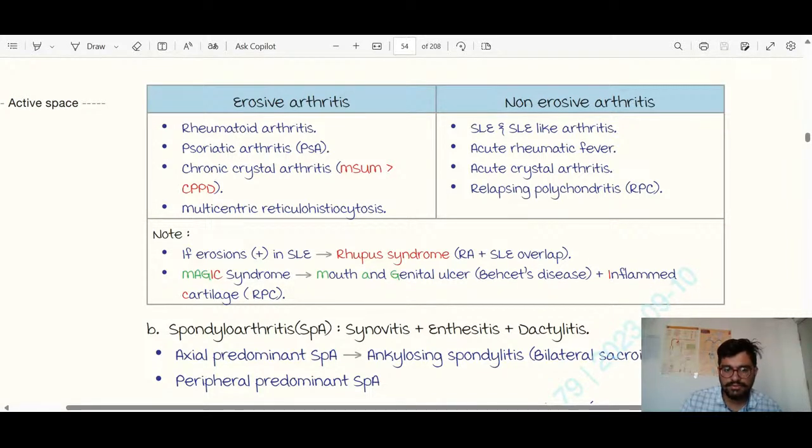Now I am talking about the non-erosive arthritis: SLE and SLE-like arthritis, acute rheumatic fever, acute crystal arthritis, relapsing polychondritis, RP. These all are non-erosive arthritis. Now, if erosive is positive in SLE, it is Rhupus syndrome, RA plus SLE overlap. MAGIC is a syndrome, or a trick to remember: mouth and genital ulcer, Behçet's disease plus inflammatory cartilage, RPC. Means mouth and genital, and IC means inflammation and cartilage.